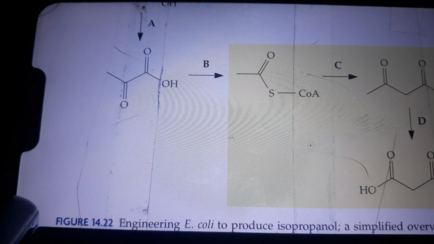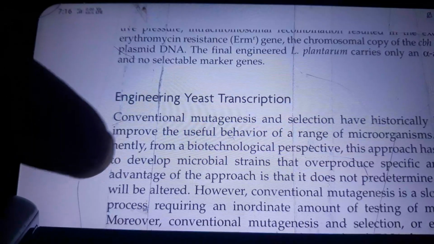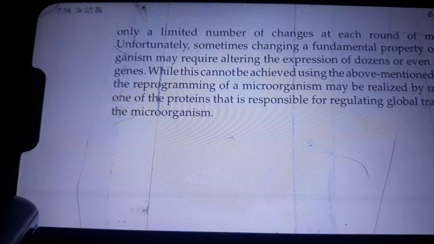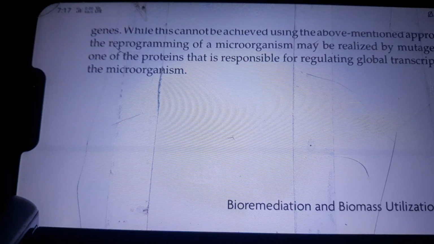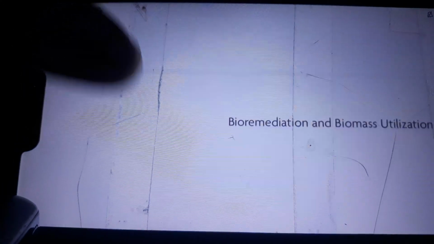We're on the chapter of biomass utilization and bioremediation, and we're on the subtopic of engineering yeast transcription. In the last session we mentioned that this could be achieved using the above-mentioned approach of reprogramming a microorganism by mutagenizing one of the proteins responsible for regulating global transcription of microorganisms.